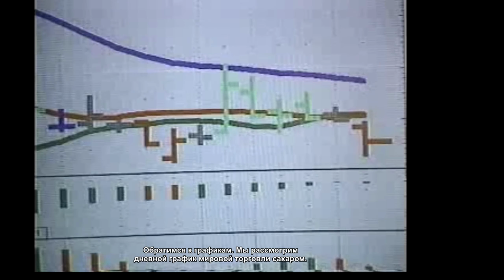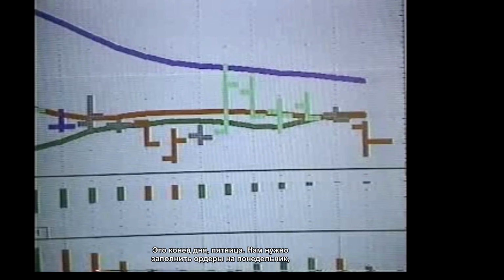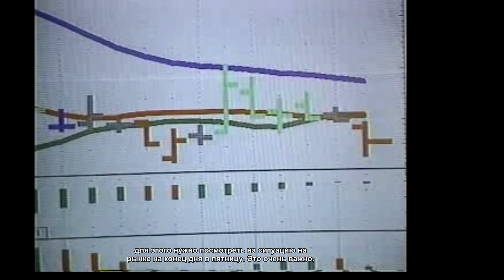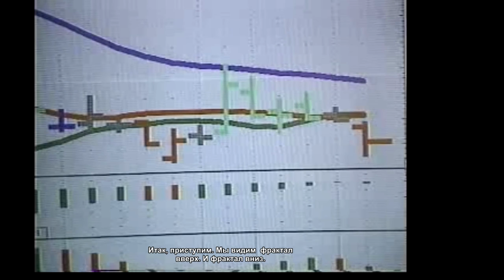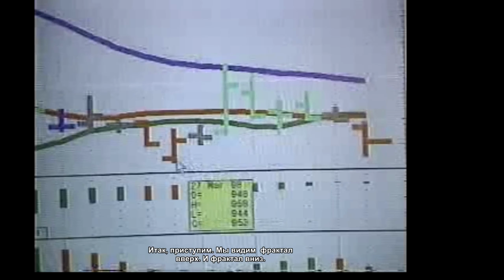Okay, so we're going to take a look at the world sugar on a daily chart. And this is Friday, the end of Friday's close, to fill out for Monday. To find your orders Monday, you want to look at the end of Friday. That's very important.